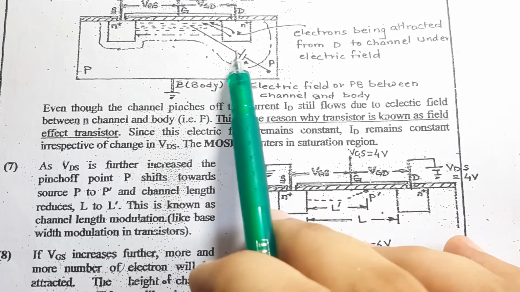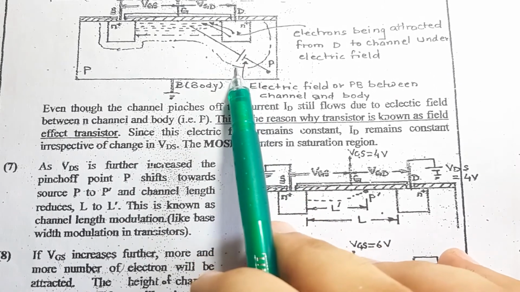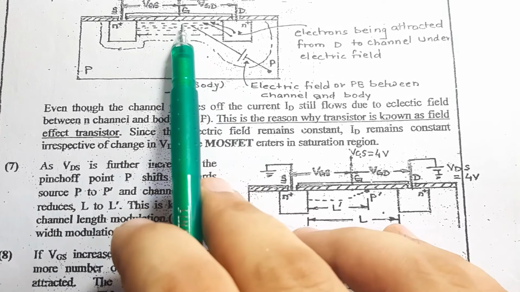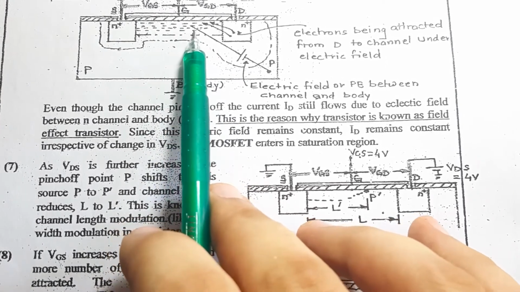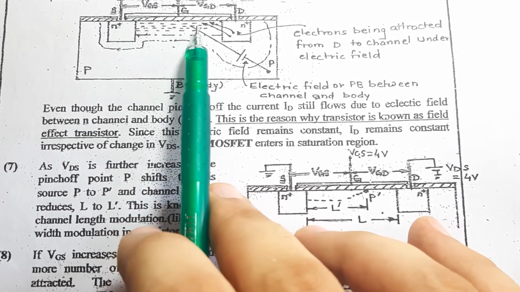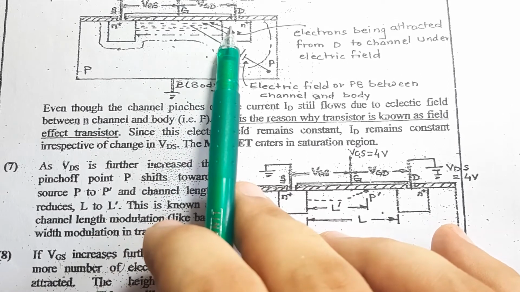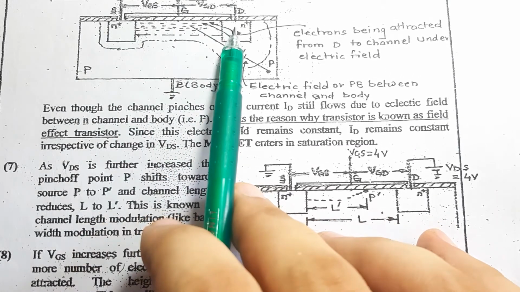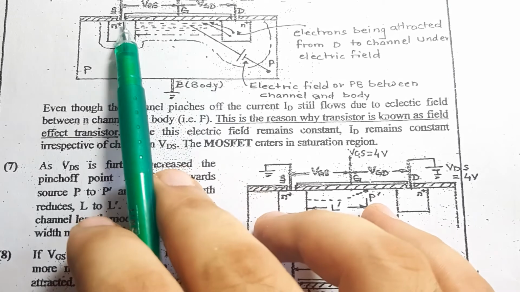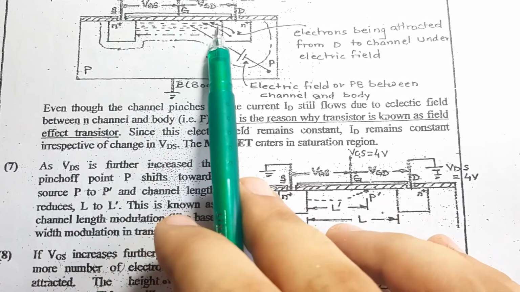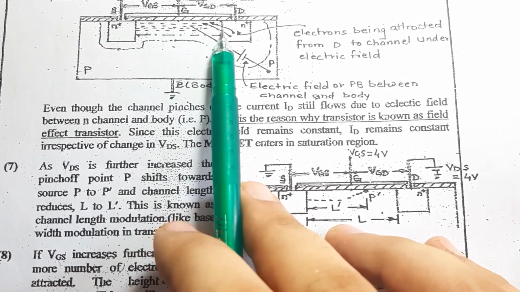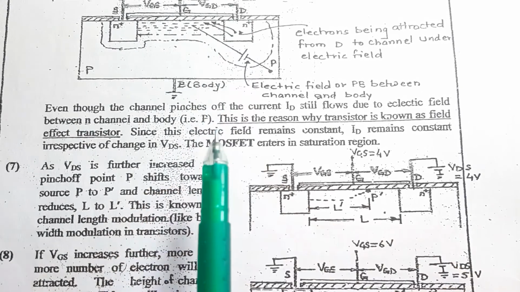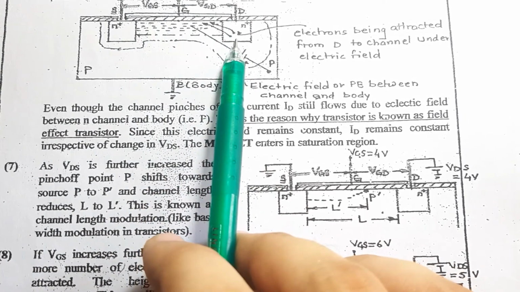Now since this electric field remains constant, your ID, that is nothing but the current in this region, the current flowing from the electrons flowing from source to drain, that is the current flowing from drain to source, remains constant, and your ID remains constant irrespective of the change in VDS. Now the MOSFET enters into the saturation region.